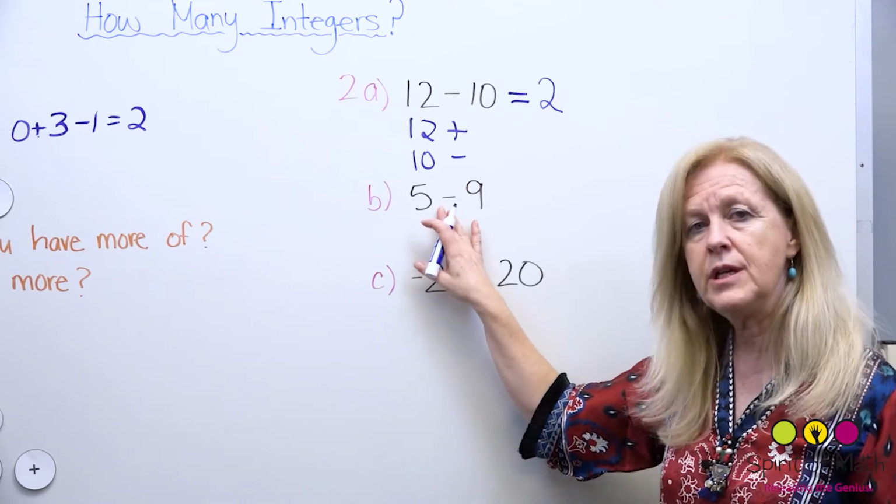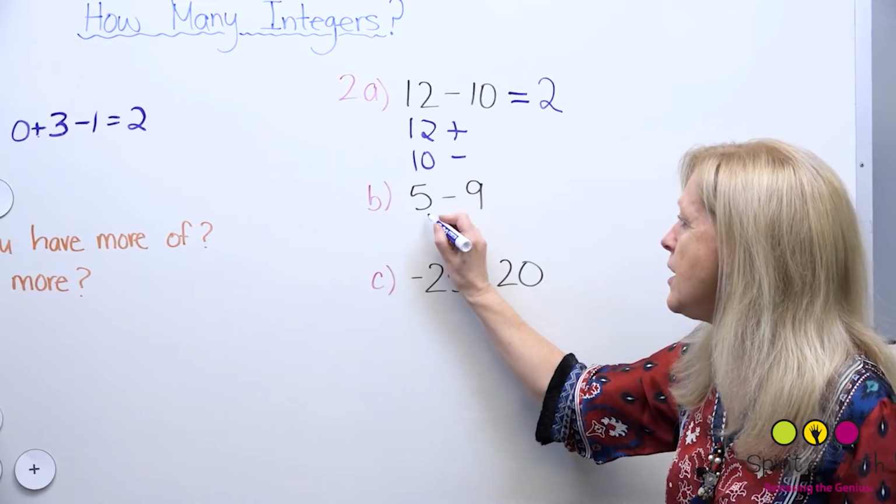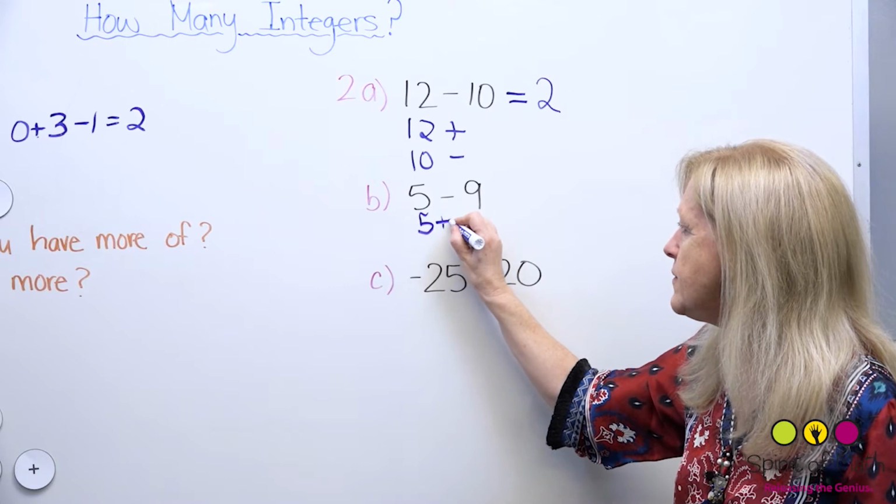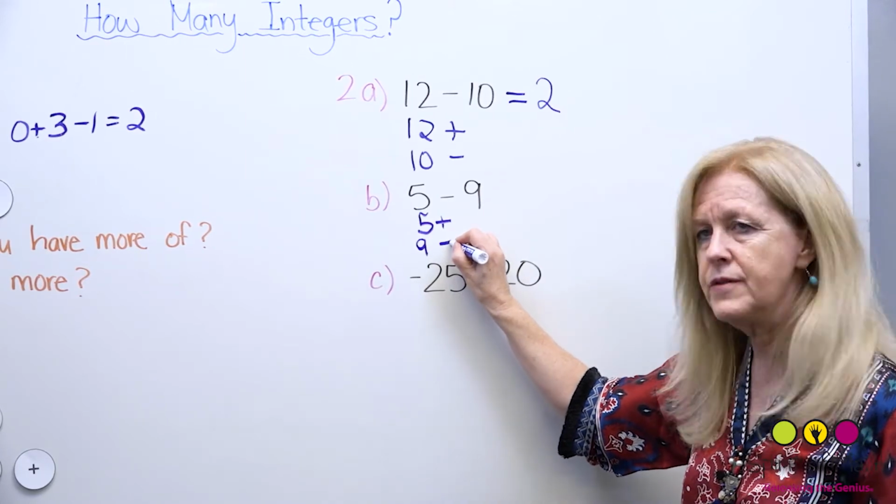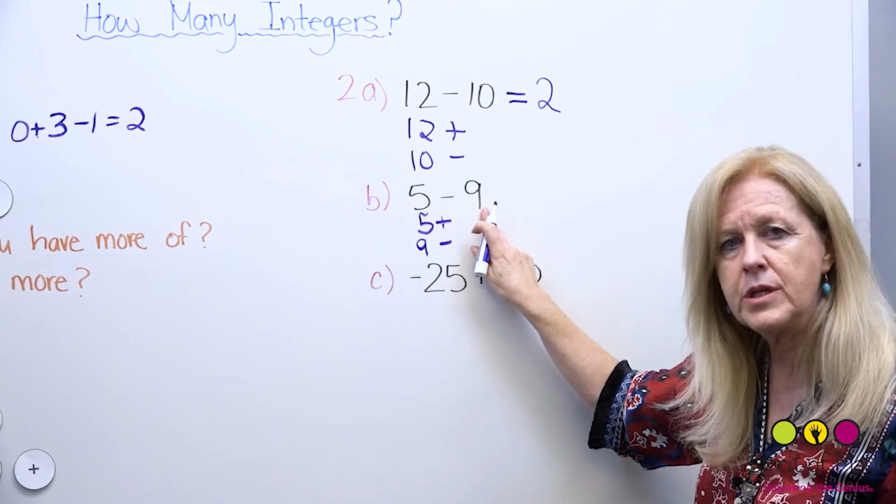All right, let's do the next one. You've got 5 positives and 9 negatives, because this negative number goes with the 9.